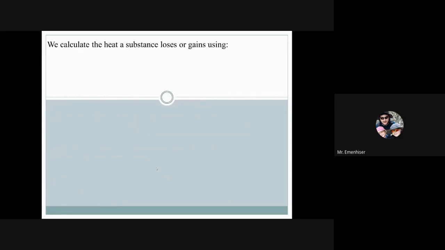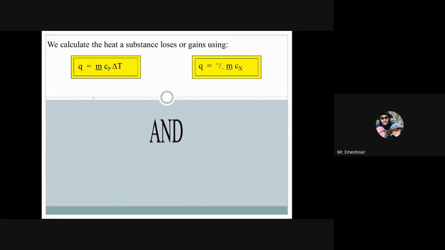We calculate the heat a substance loses or gains using these two equations. All right, so this one's familiar. We've talked about this one. The heat needed to raise the temperature of an object is equal to mcΔT. M is the mass in grams. C is the specific heat capacity, which is the energy required to raise 1 gram by 1 degree Celsius. And then the change in temperature is the final minus the initial temperature.